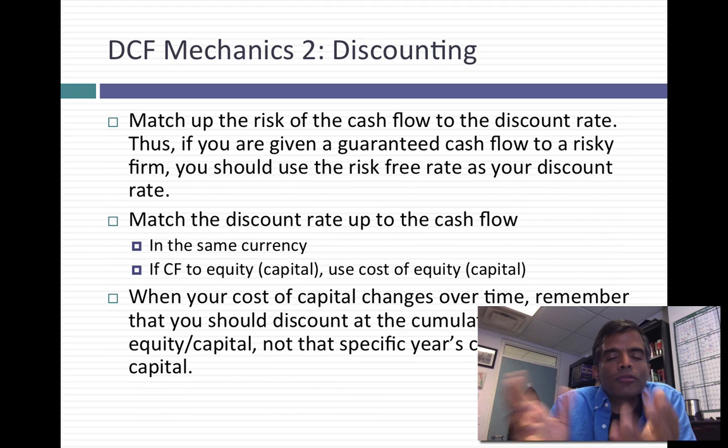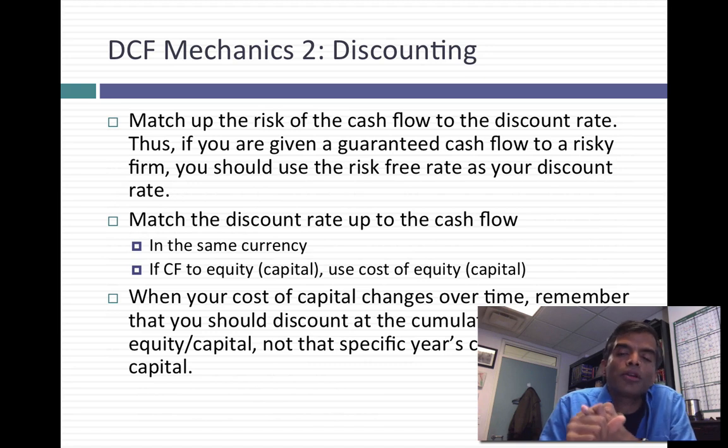There are a couple of rules to make sure of. First, match up the risk of the cash flow to the discount rate. Don't get too caught up in getting the cost of equity and capital for the firm. Because if I give you a guaranteed cash flow to a company, remember, if it's a guaranteed cash flow, it's riskless, even if it's a risky company. You should use the risk-free rate as your discount rate. Check for clues that I might give you on the specific cash flow's risk.